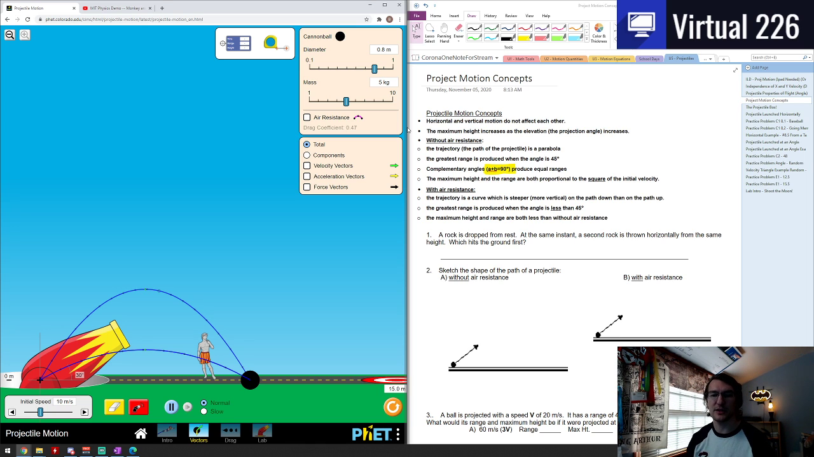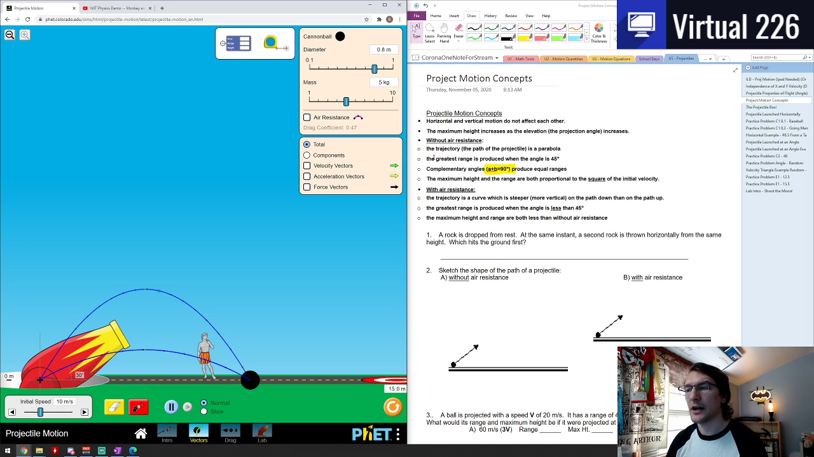This also makes sense because if you shot something directly upward at 90 degrees, you're going directly up and down, so it's going to come right back into the cannon. And if you shot something at 0 degrees, it's never going to get off the ground, so the object sits at the same spot. Okay, so complementary angles produce equal ranges, and that is how far these objects go out.